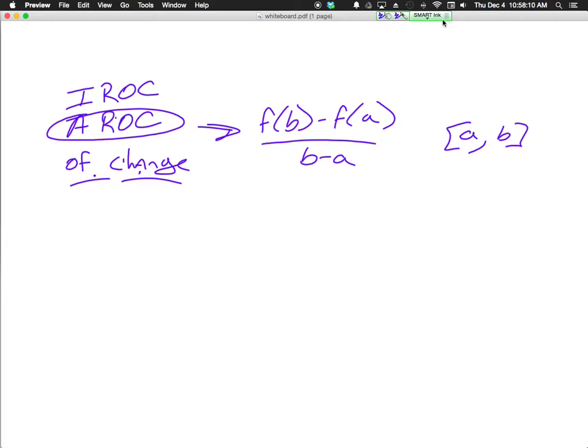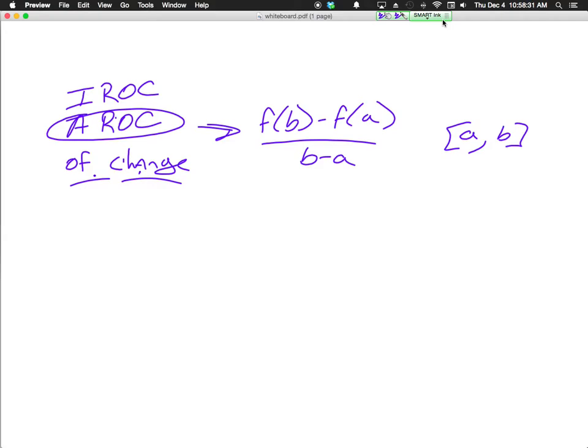So are those keywords not for IROC? No. For IROC, you find the derivative and plug in. Do you plug the derivative into the original, or do you just find the derivative? Find the derivative and plug in. Because what is it I'm finding on IROC? The slope of the tangent line. So to get the slope of the tangent line, you plug in.